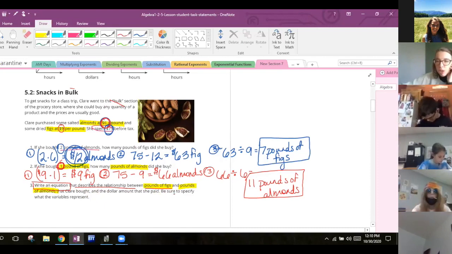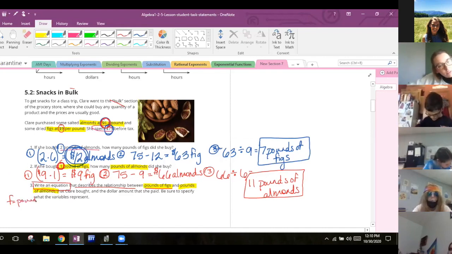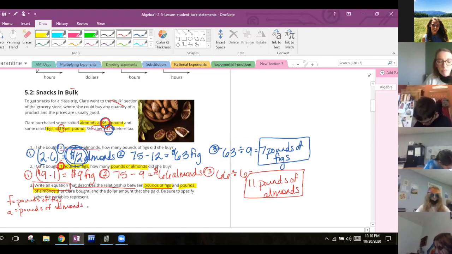What variables could we use to represent pounds of figs and pounds of almonds? You could do F for figs and A for almonds. Good. So F can be pounds of figs, and A is pounds of almonds. Good. Okay, so now we've got to set up this relationship.